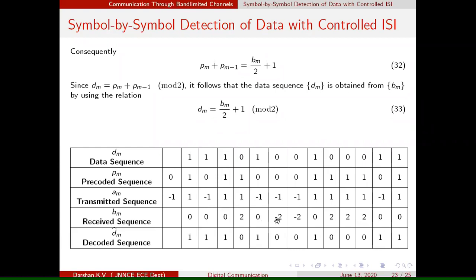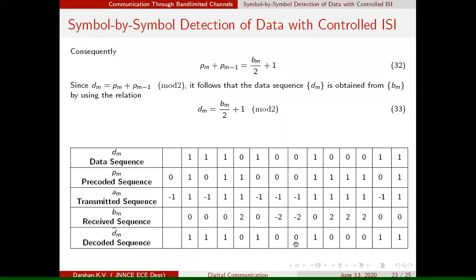Suppose you have minus 2 as Bm. Carefully observe. Minus 2 by 2 means minus 1. So minus 1 plus 1 is 0. What is 0 modulo 2? 0 modulo 2 is 0.